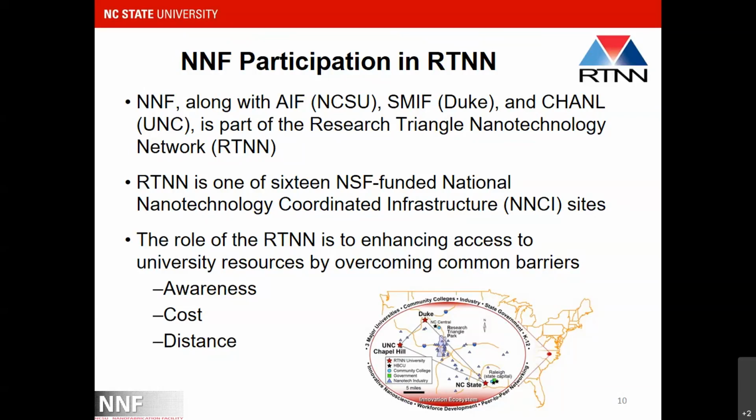We have one here in the Triangle, of course, with both NNF and AIF, the Analytical Instrumentation Facility, both from NC State, the Shared Materials Instrumentation Facility at Duke, and the Chapel Hill Analytical and Nanofabrication Laboratory. The four of us make the Research Triangle Nanotechnology Network, the RTNN, which means that we lean on each other, work with each other, back each other up on tooling and expertise, and bounce ideas off one another. We also work together to try to overcome common barriers to nanotechnology.